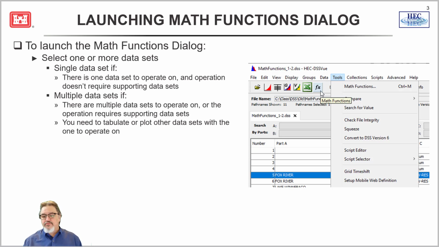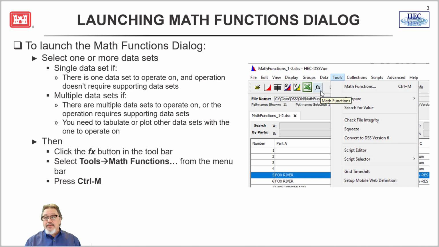And I assume you still remember the selection rules about whether something's highlighted in the list selection or if it's listed in the selected data sets down below, how to do that. You know, the ones down below take precedence. But you select one or more data sets. Again, multiple data sets if you need either something to compare to or another data set to operate on the main data set with. And then you can do several things.